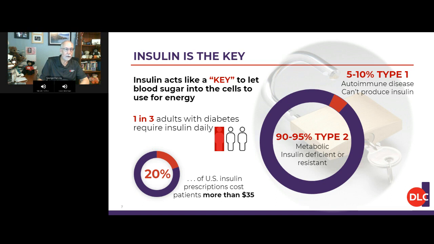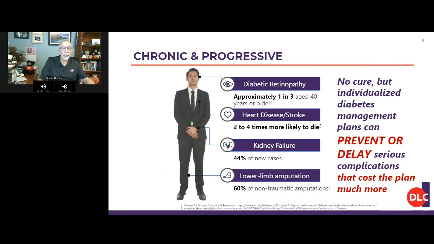I'm going to move us forward. And why do we care about this? Because it's chronic and it's progressive. So we say there's no cure, but we can prevent or delay these very serious complications: diabetic retinopathy, blindness. It's one of the #1 causes of blindness.